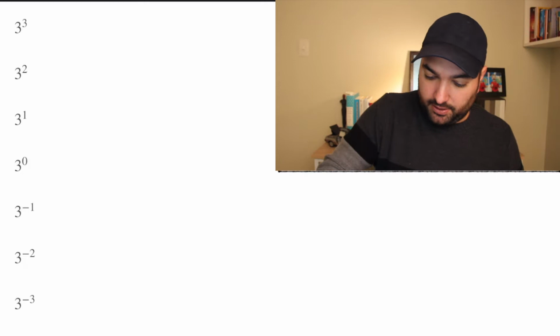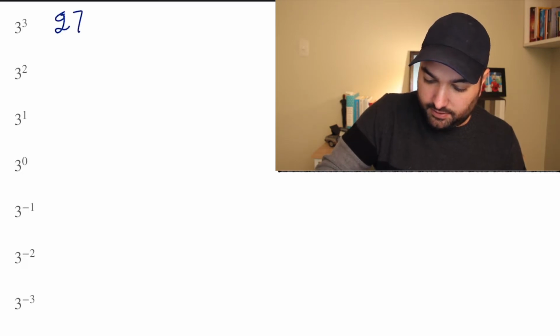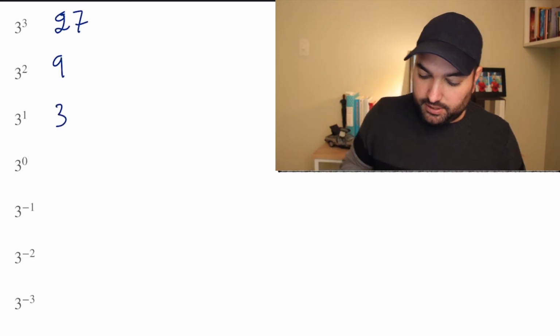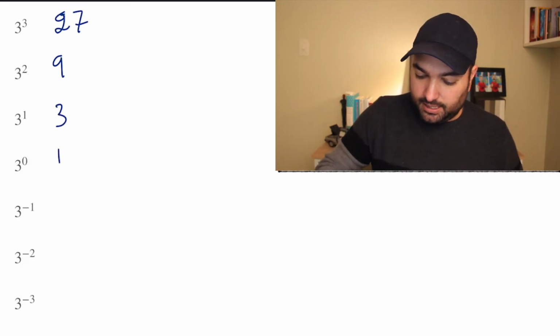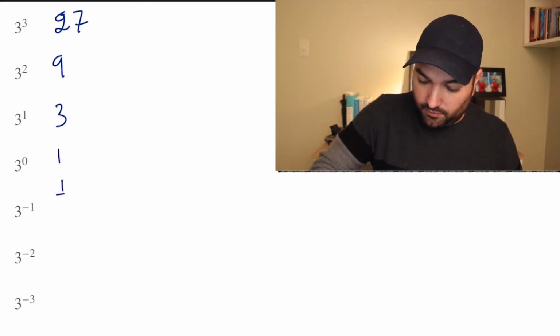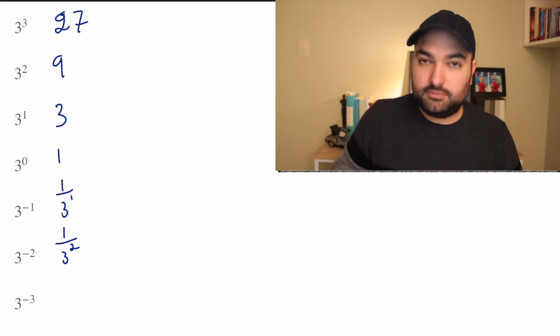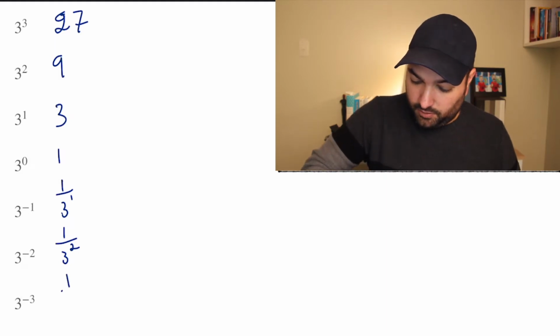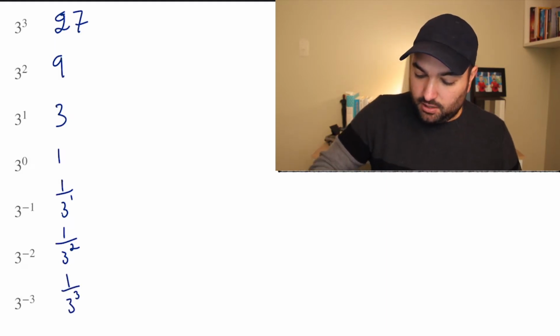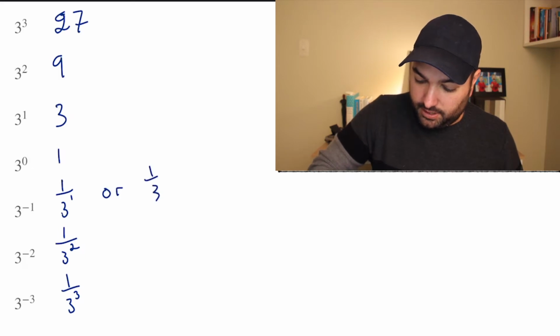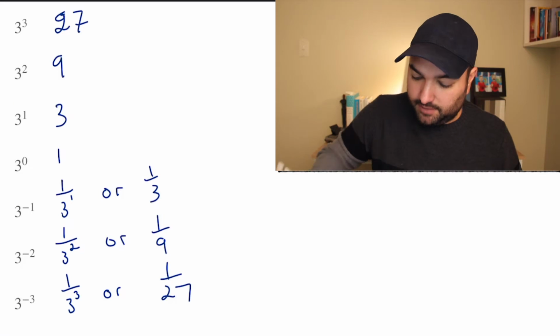Alright, 3 to the power of 3 we already know is 27. I almost wrote a 9 there. 3 squared is 9. 3 to the power of 1 is 3. 3 to the power of 0 is 1. Now, what is this? This is going to be 1 over 3 to the power of 1, which is just 1 over 3. And here we'll have 1 over 3 to the power of 2. And then here we'll have 1 over 3 to the power of 3. Or we can write these as 1 over 3, or 1 over 9, or 1 over 27.